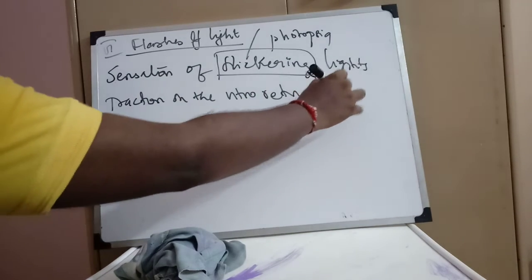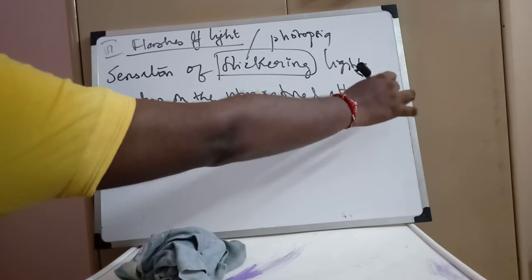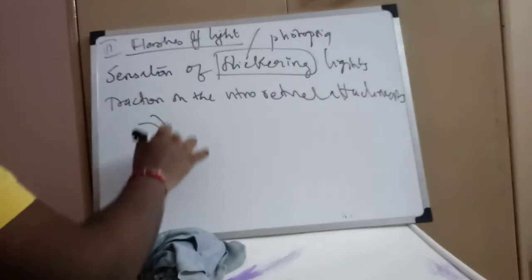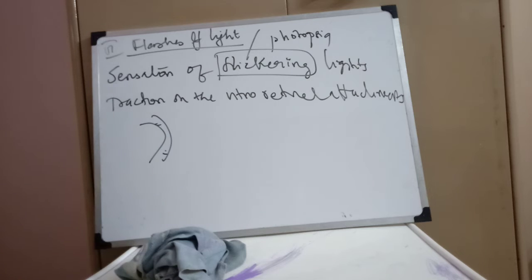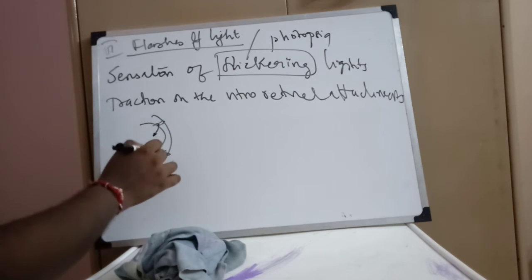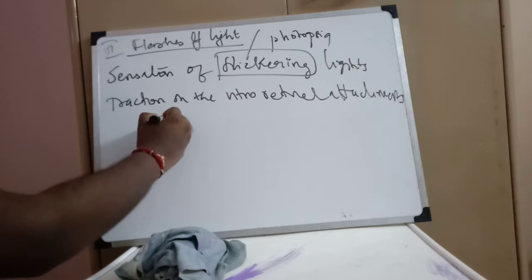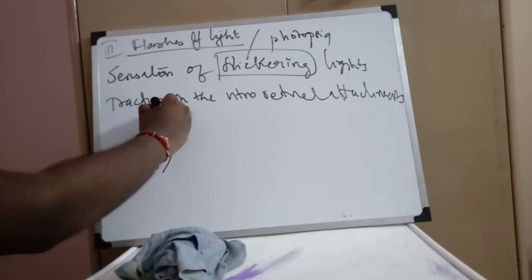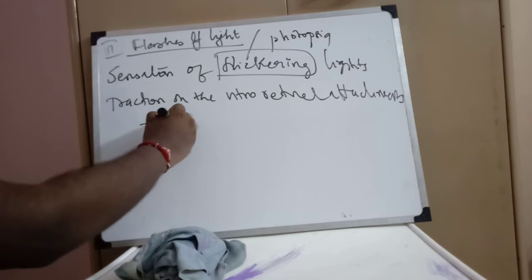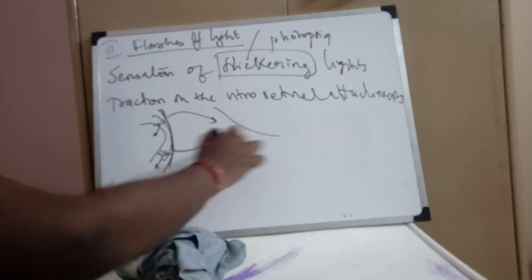There is a sensation of flickering lights due to traction on the vitreoretinal attachments. So this is the vitreous, this is the retina, and these are the attachments from the vitreous to the retina. Just imagine there is forceful traction in one direction. There is a neurosensory layer here, which gets stimulated and transmits impulses to the optic nerve.